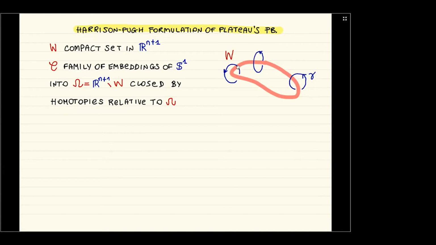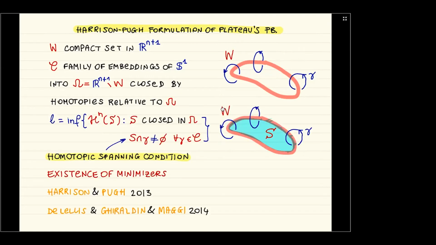So for example, I could take my loop and make it a bit larger. All my loops can be made bigger and smaller, right? So that for each point in between, I can make one of my loops pass through the point. And then by prescribing the intersection with each of these loops to be non-empty, I impose a spanning.